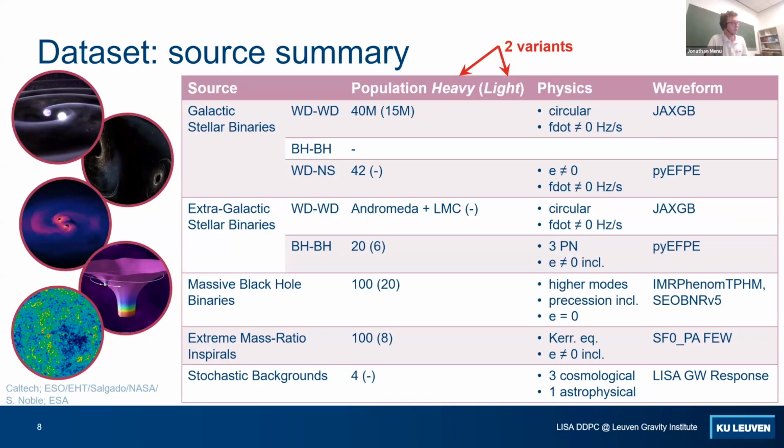As you can see in this table, specifically in the population column, we increase the number of sources, and we also increase the kinds of sources that we introduce. So we have galactic stellar binaries, and extragalactic ones, for instance, including Andromeda and LMC for the heavy data set. There are the massive black hole binaries, which we're increasing from 20 in Mojito Light to 100 in Mojito Heavy. There are MRIs involved, and for Mojito Heavy we introduce a couple of stochastic backgrounds. You see the waveforms are mentioned here. Most of these waveforms are publicly available, and we use these to generate our data sets.